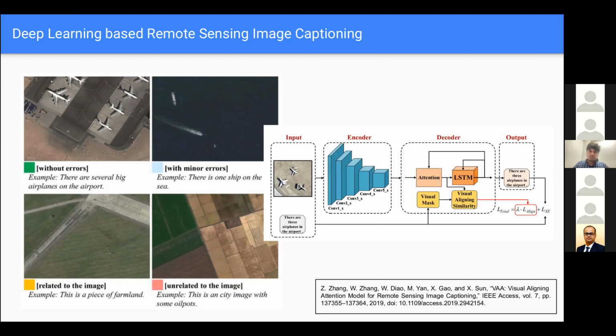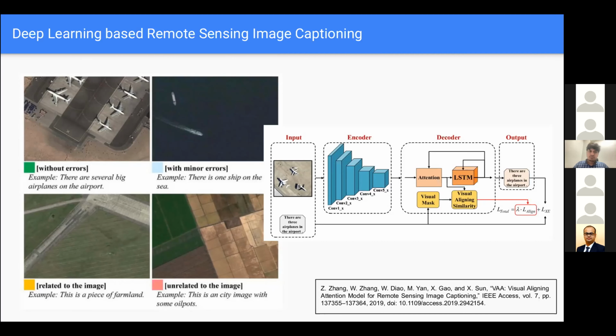But the neural network, the system that was proposed in this research, was able to say that there is one ship on the sea. Similarly, the other two images have been transcribed by this neural network. One important point to note here is that although these systems that leverage deep learning have been successful in transcribing the remote sensing scene, or even a multimedia scene for that matter, in a single sentence caption, right?